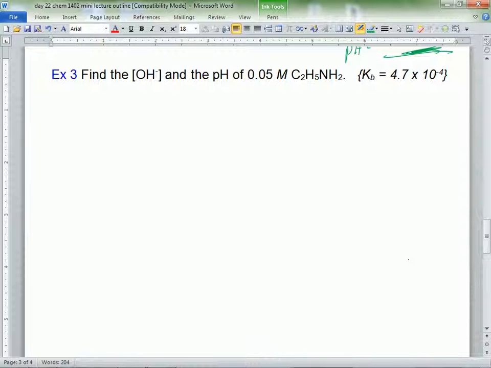Technically you should have a plus here. But notice how it doesn't really mess up your ice table. Yeah, I did it here, but here.